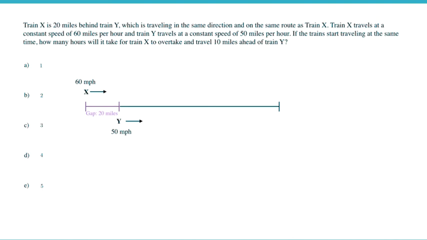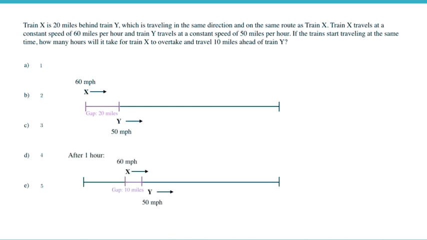Now, ultimately, train X is going to catch up to train Y and then overtake it by 10 miles. So in this case, the gap between them is going to shrink. To address this type of question, let's look at what happens after 1 hour. After 1 hour, train X will have traveled 60 miles and train Y will have traveled 50 miles. After 1 hour, the gap between them will therefore be 10 miles.